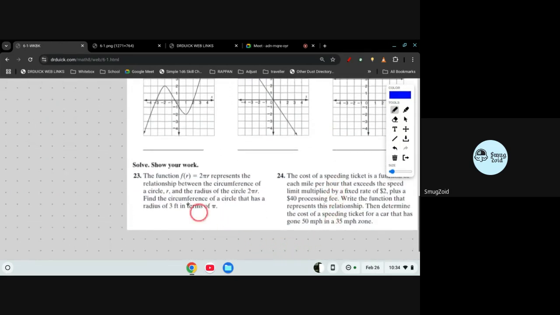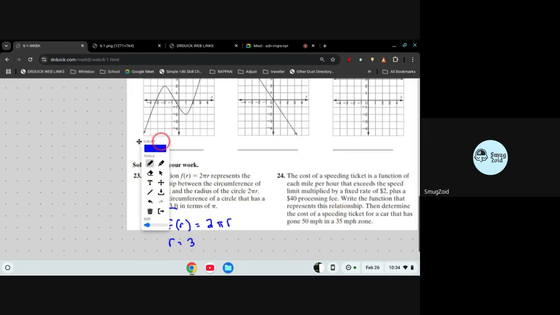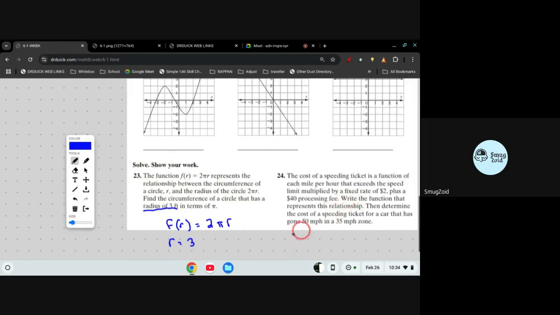Okay. Then these right here are just word problems. A function f of r equals 2 pi r represents the relationship between the circumference of a circle and the radius r. Find the circumference of a circle that has a radius of 3 feet in terms of pi. Well, radius is 3 feet, so what do you do? You say f of r equals 2 pi r. My r equals 3. And obviously you would put it in, okay? I'm going to let you try to figure the last one out on your own. This pretty much covers at least 6-1 to get you started.